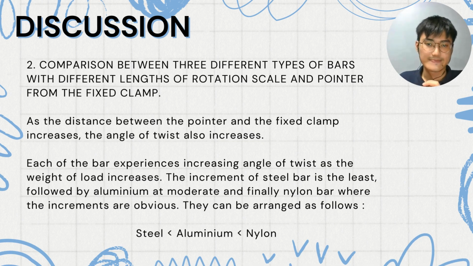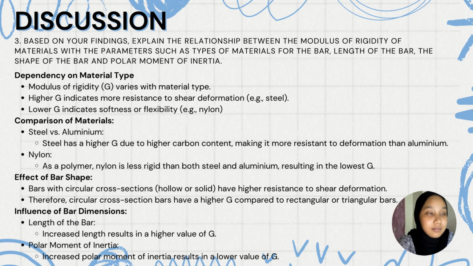So for the last question for our discussion, which is based on your finding, explain the relationship between the modulus of rigidity of material with the parameters such as type of material of the bar, length of the bar, the shape of the bar, and the polar moment of inertia. So for the first one, we will talk about the material of the bar.